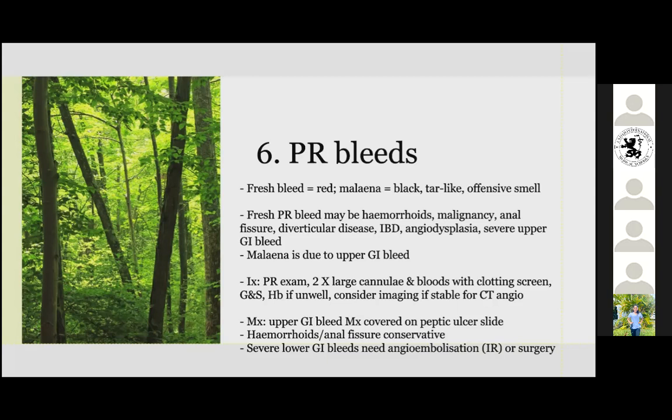Severe lower GI bleeds are referred to the surgical team, and these are managed either with surgery or with angioembolization. So this is done by the interventional radiologist. But regardless, these patients initially need to be kept under the care of the surgical team.